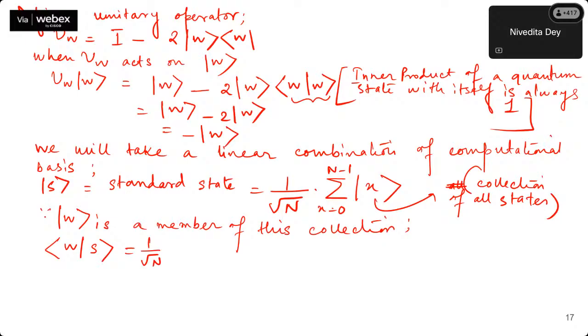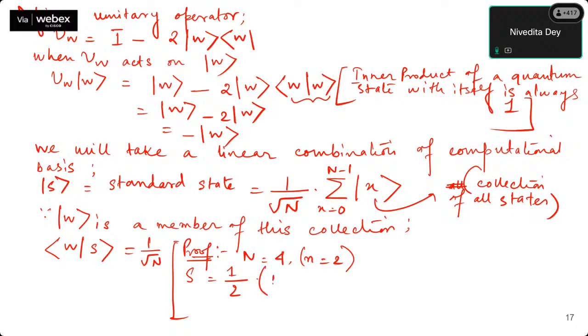Okay, let me prove it as well. Otherwise, a few of you might not follow. For example, what I'm trying to say is, from S, I'll be taking 1. Now, for example, say I have 4 states. So capital N is only 4. That means the number of qubits is 2. So my S will look like 1 by root over 4. That is half. And I have 4 states.